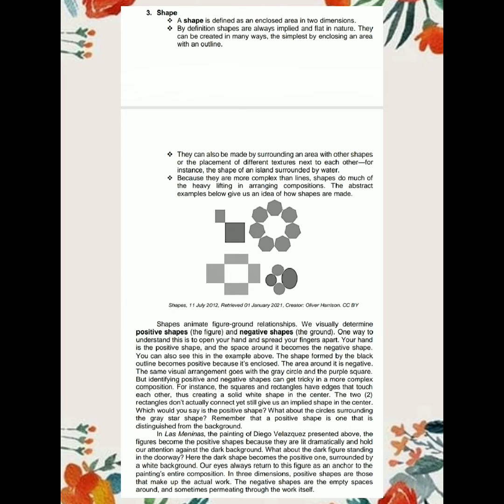So let's proceed. The figures become the positive shapes because they are lit dramatically and hold our attention against the dark background. What about the dark figure standing in the doorway? Here the dark shape becomes the positive one, surrounded by a white background. Our eyes always return to this figure as an anchor to the painting's entire composition. In three dimensions, positive shapes are those that make up the actual work. The negative shapes are the empty spaces around and sometimes permeating through the work itself.